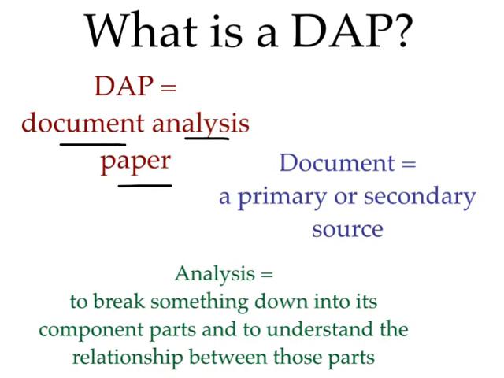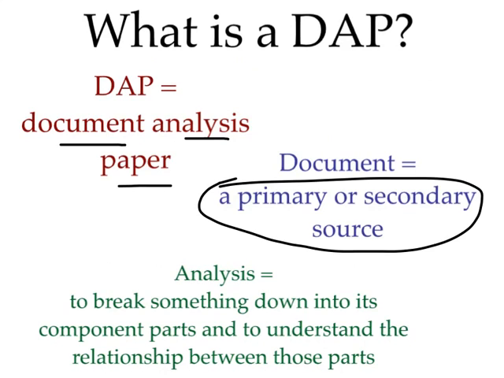So what do I mean by document? Well, since I'm a history teacher, I'm referring to primary and secondary sources as a historian would think of them. These could be government documents, it could be a diary, a letter, it could be a sculpture. It could be anything you want. I'm going to talk about that a little bit on the next slide.